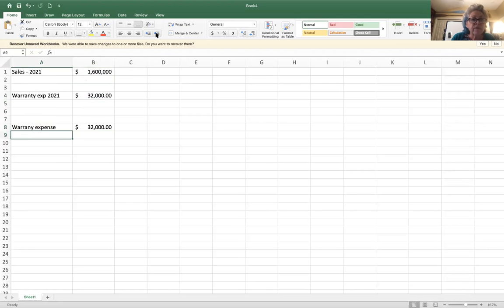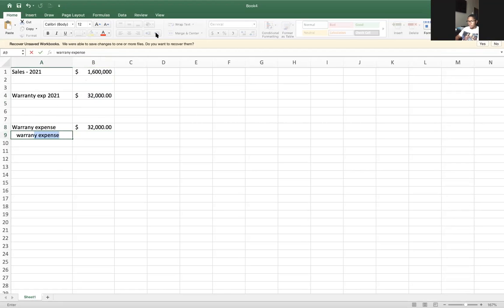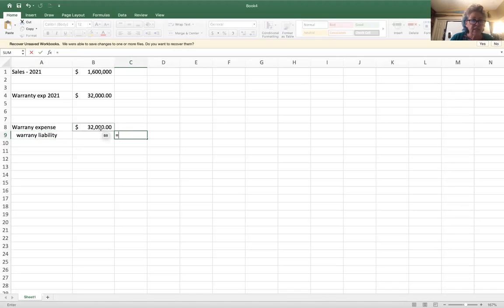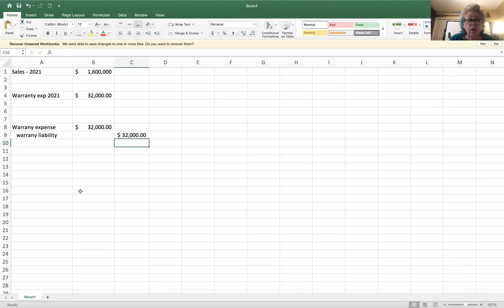And what account do you think they will credit? Warranty liability. Good. Warranty liability, because they owe it, or this is the estimated amount that they owe. Now it says actual warranty cost, offers products 21 and estimates.